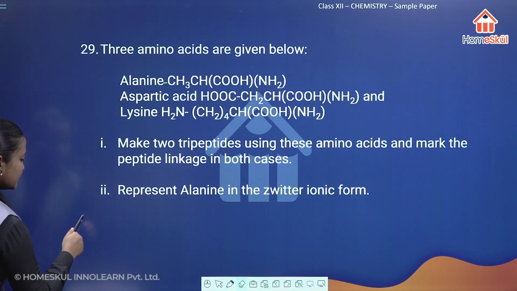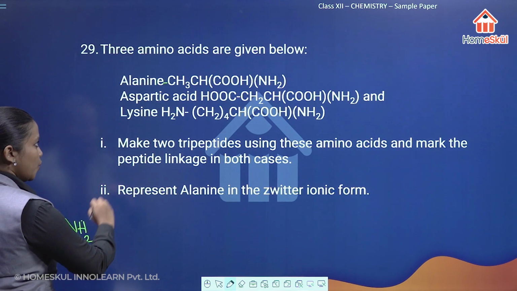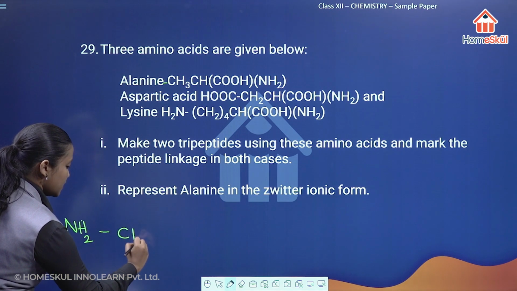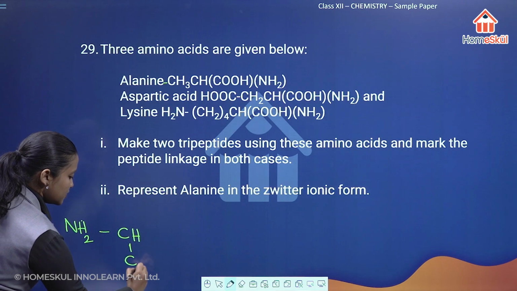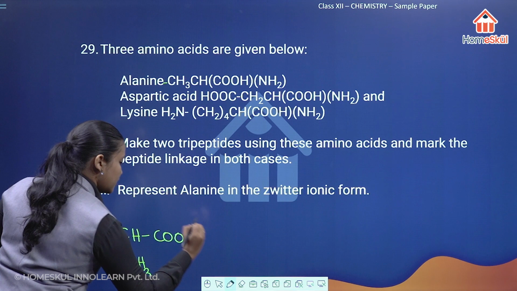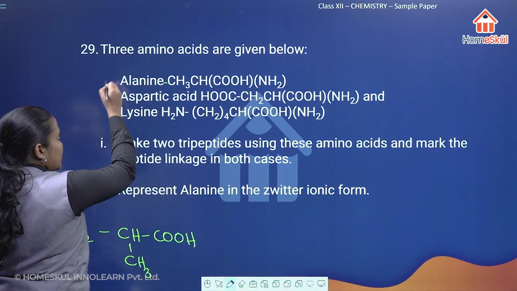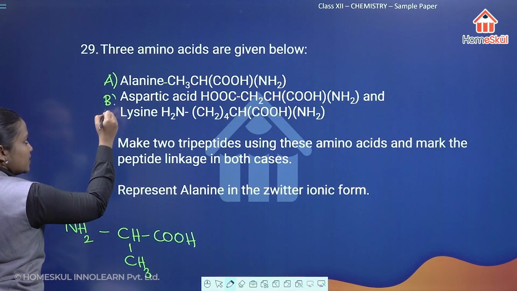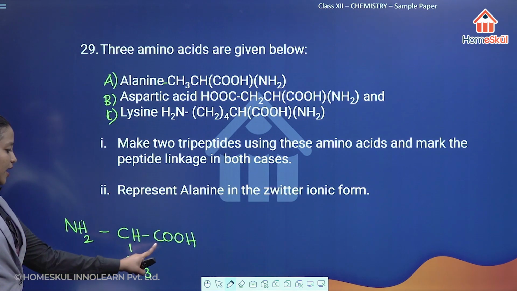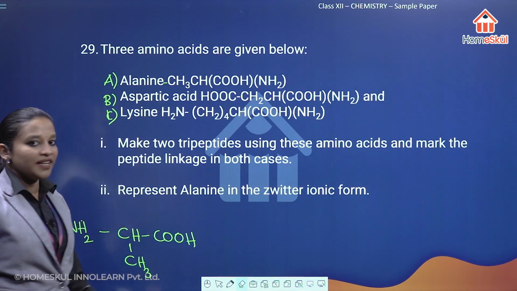NH2, CH, CH3, COOH. This is the structure of alanine. Let me number these as A, B, C. I draw the first, A, here, and second, I take aspartic acid.